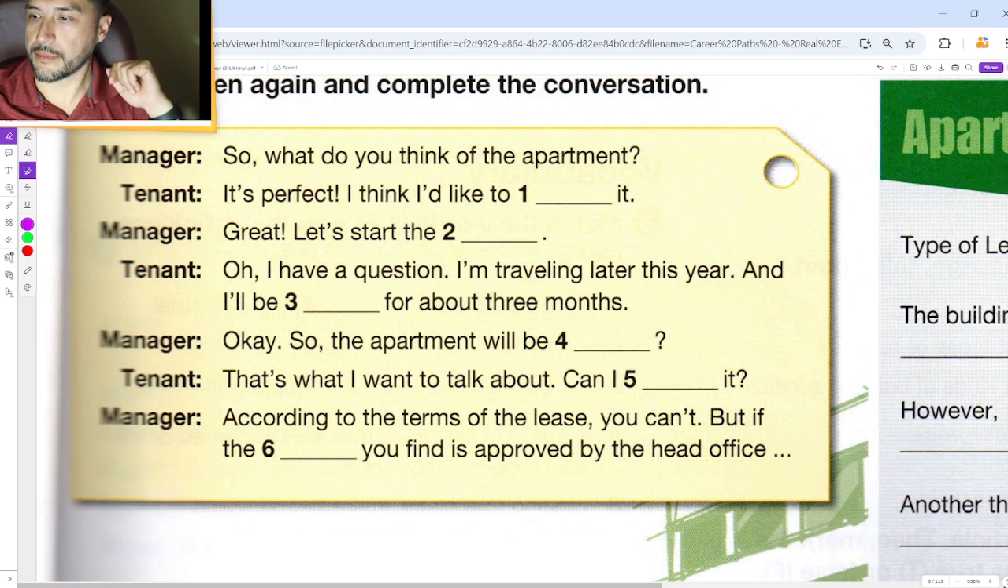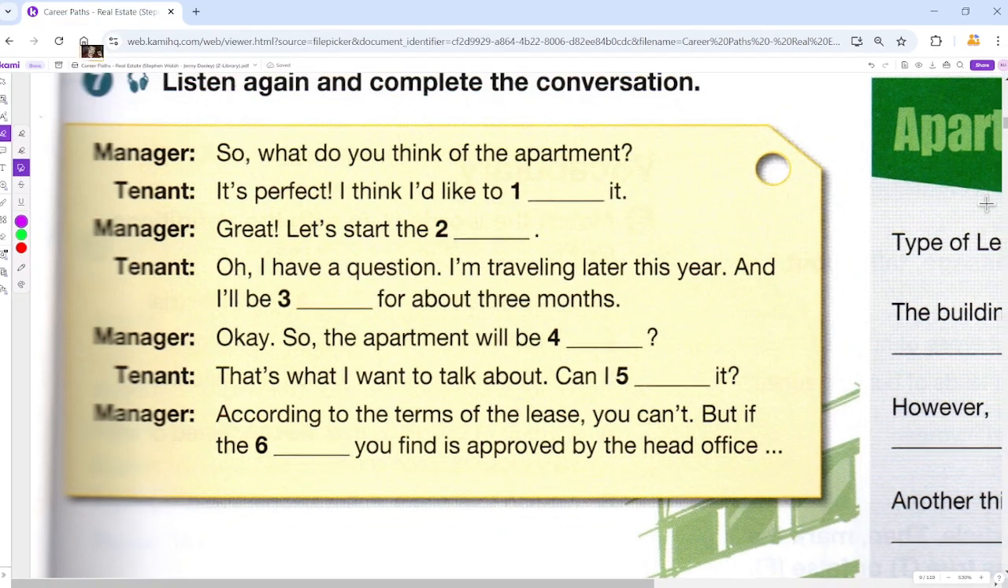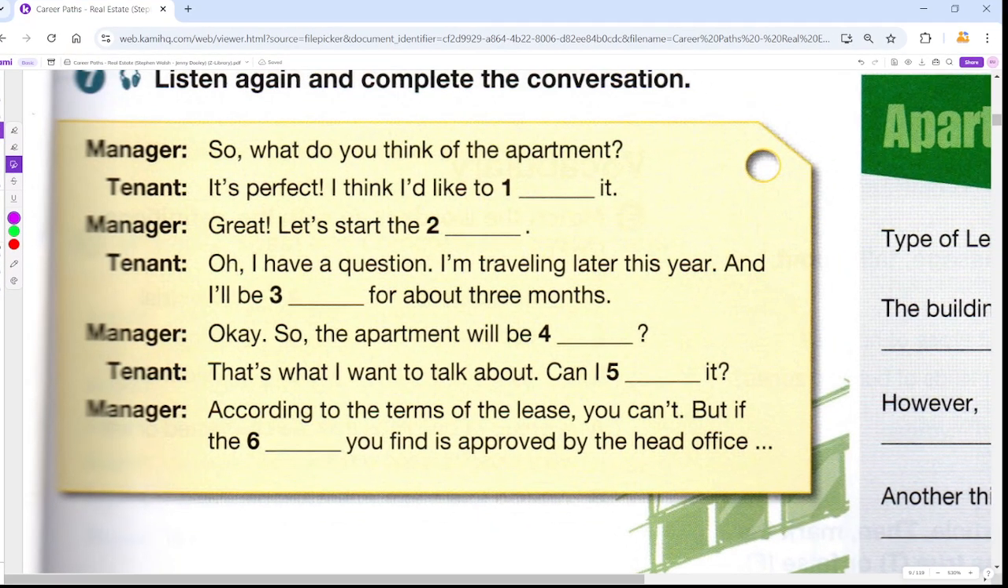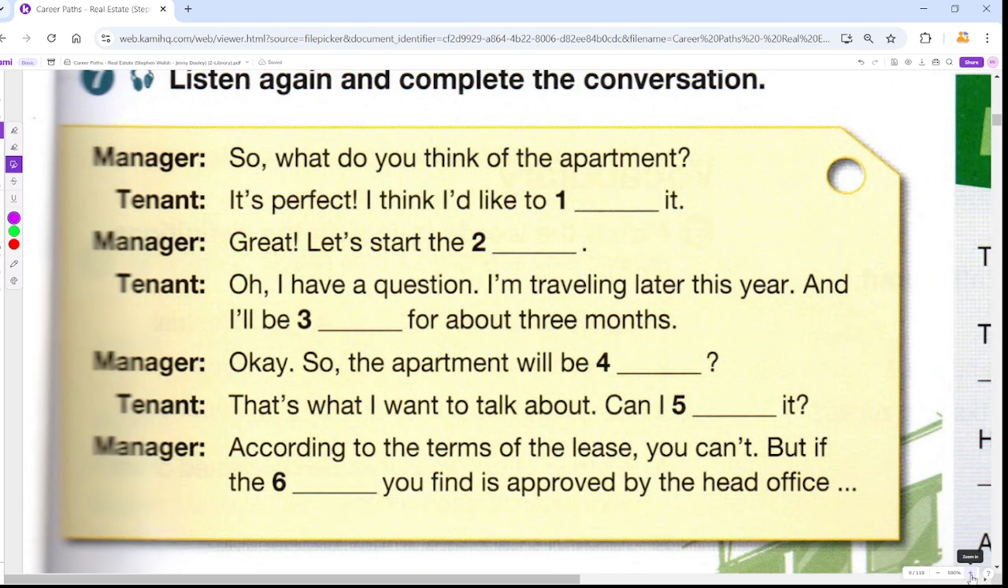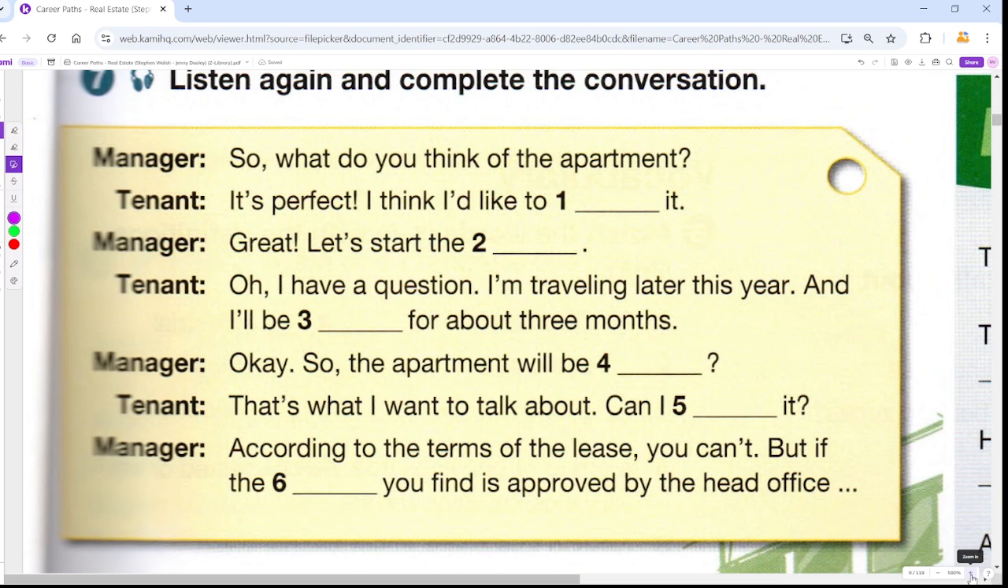So, what do you think of the apartment? It's perfect. I think I'd like to rent it. Great. Let's start the paperwork. Oh, I have a question. I'm traveling later this year, and I'll be gone for about 3 months. Okay, so the apartment will be vacant? That's what I want to talk about. Can I sublet it? According to the terms of the lease, you can't. But if the subtenant you find is approved by the head office... Of course. I just prefer having someone there while I'm gone. Actually, we do too. Having an occupant prevents break-ins. Exactly. Anyway, let's start that paperwork.